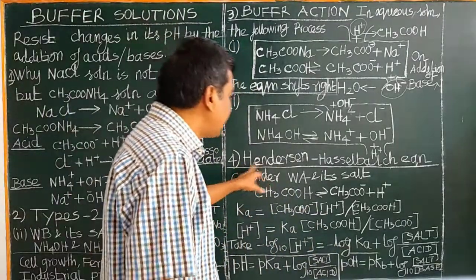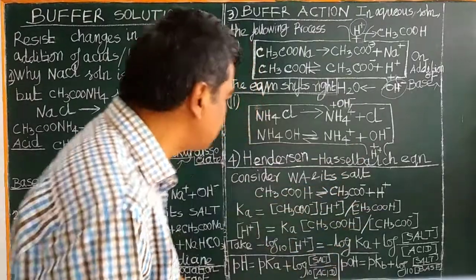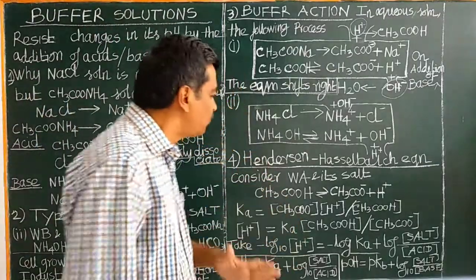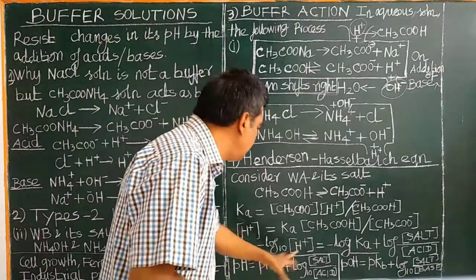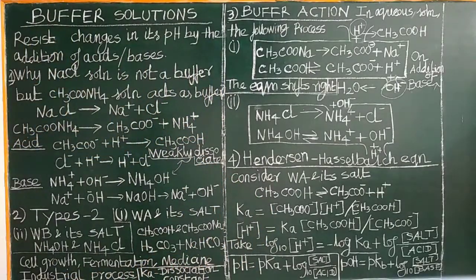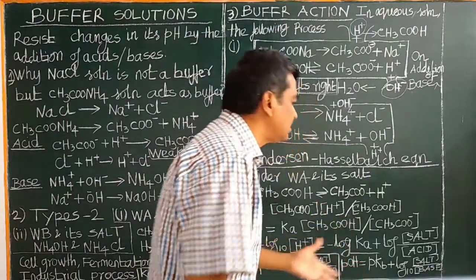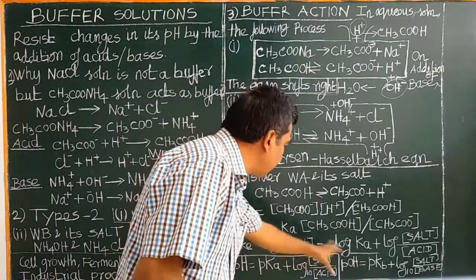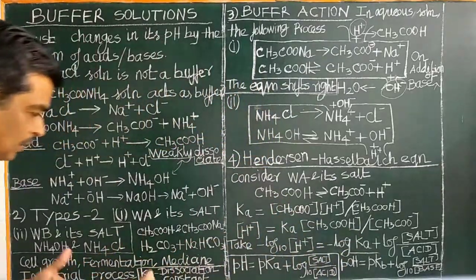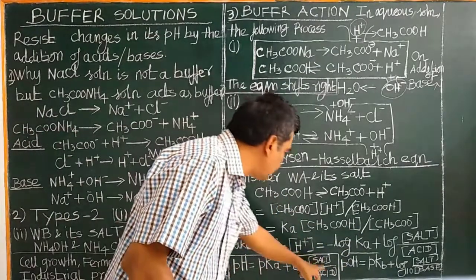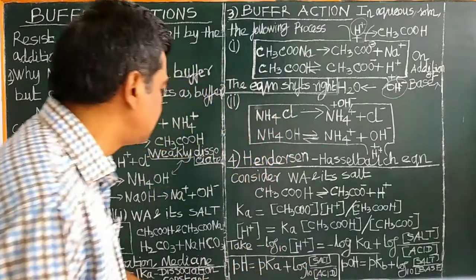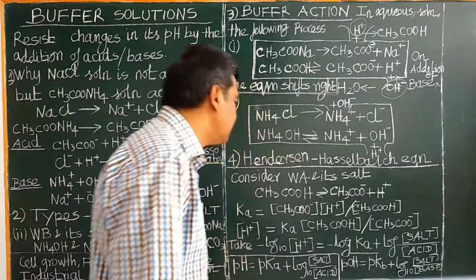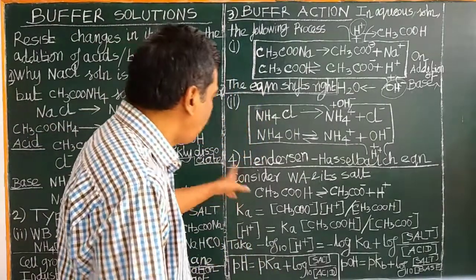Now let us derive the Henderson-Hasselbalch equation, which is used to calculate the pH of the buffer solution, and also the dissociation constant and the ratio of salt to acid concentration. If you know pH and pKa, we can calculate the salt concentration and acid concentration. If you know the ratio of salt and acid concentration and you have a pH meter, then we can calculate Ka. Now let us see how it is derived.